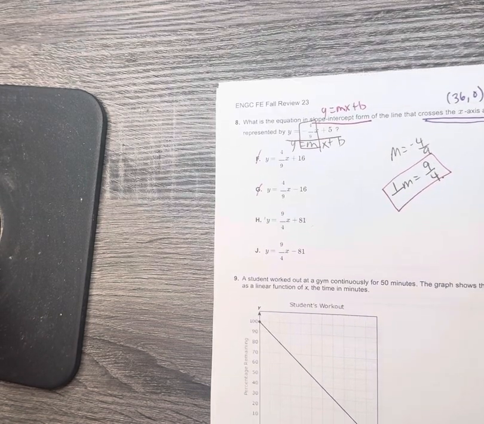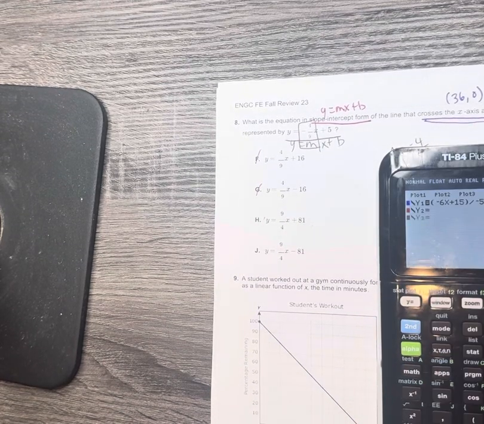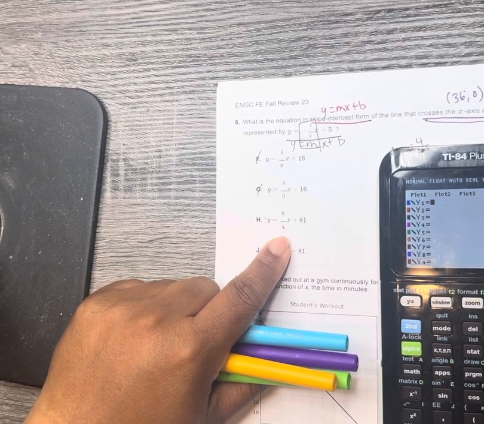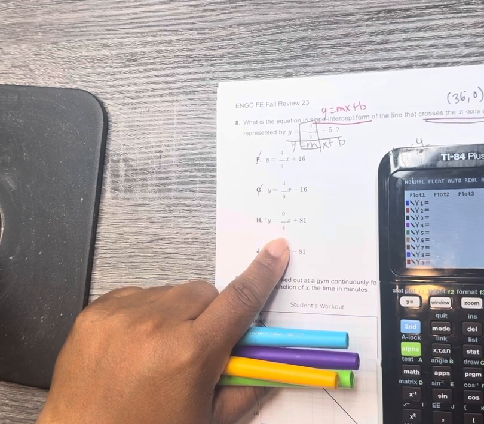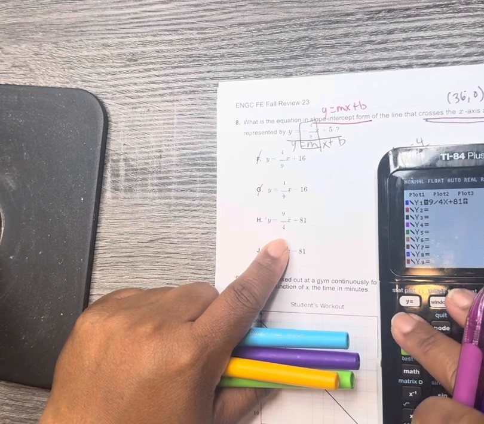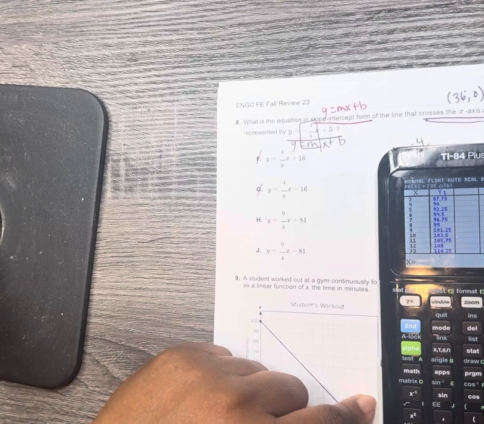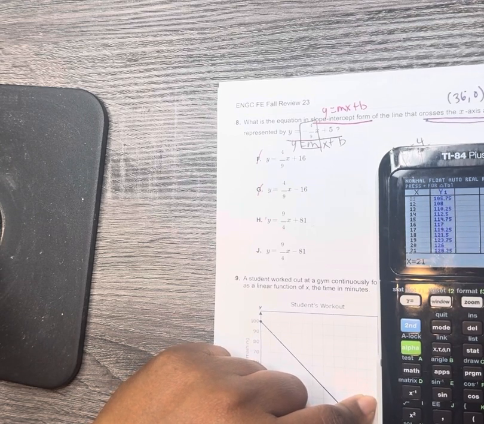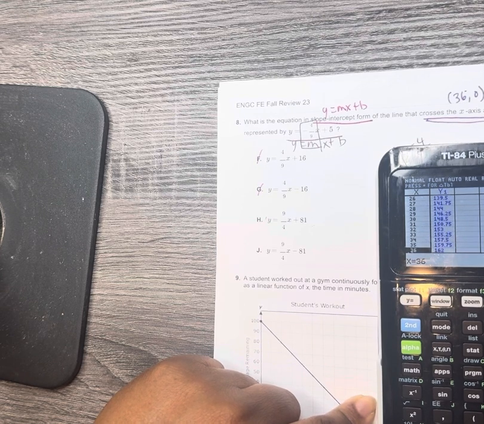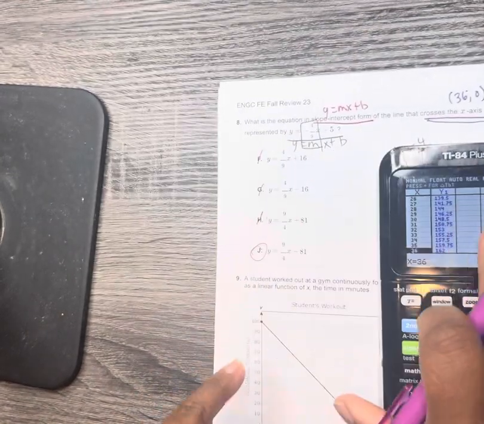Now we can easily plug this into point-slope form, right? Which is fine. Or we can use our calculator and plug in these equations to see which one has this point. So we can go into y1 and type in 9/4x plus 81. Press second graph to see which one has the point 36, 0. So go down to 36. That does not say 36, 0. So we know that's not it. It has to be J.